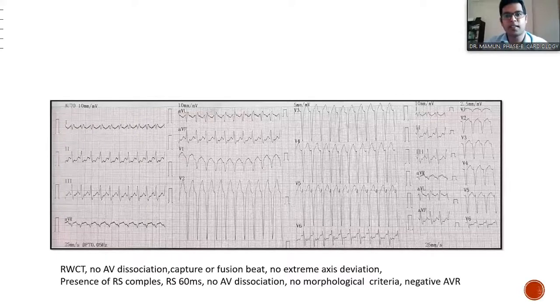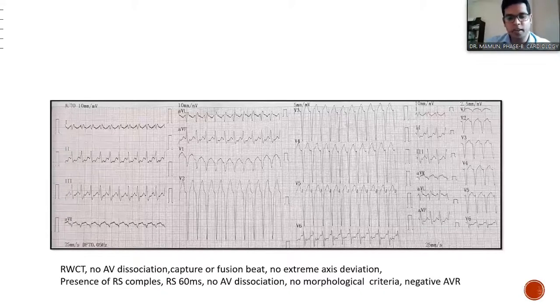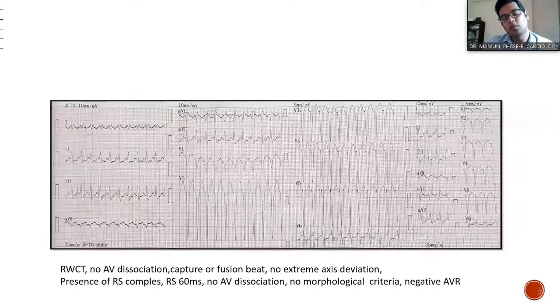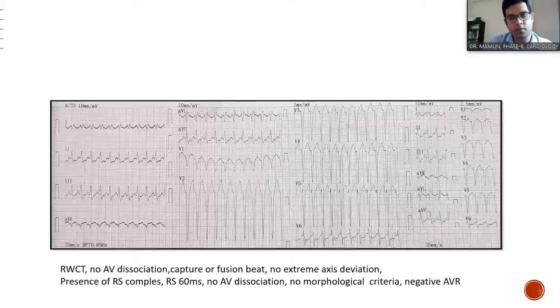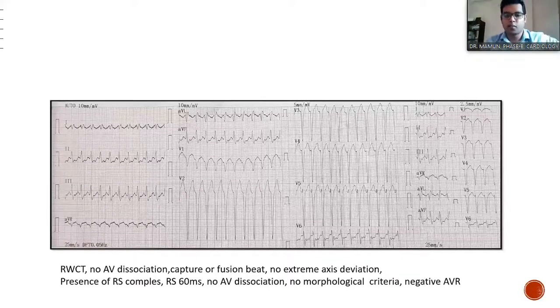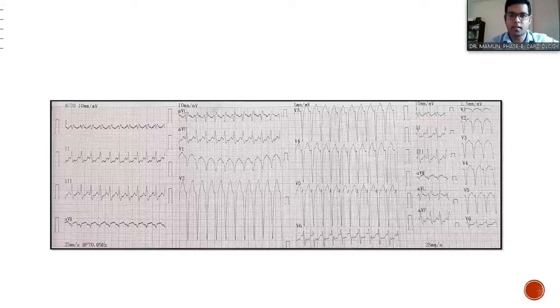When we are in diagnostic uncertainty, in regular wide complex tachycardia, then we should go for vagal maneuver, because we are not sure whether it is due to SVT with aberrancy or VT. Yeah, I showed the slide that was recommended. What are the contraindications?